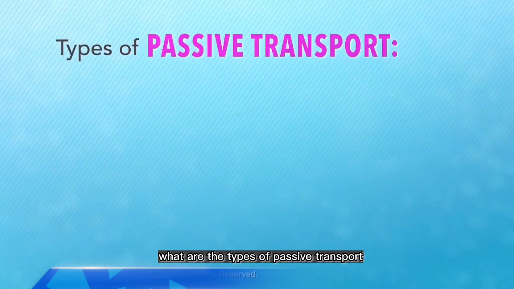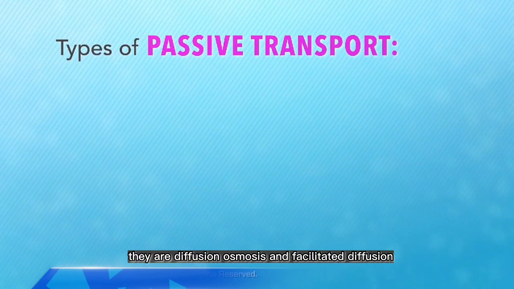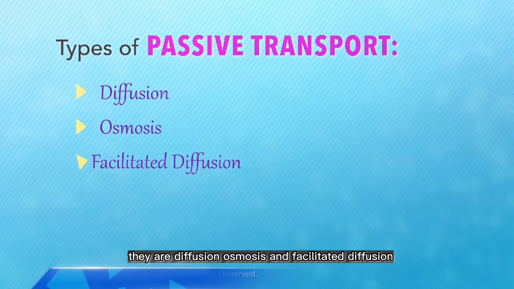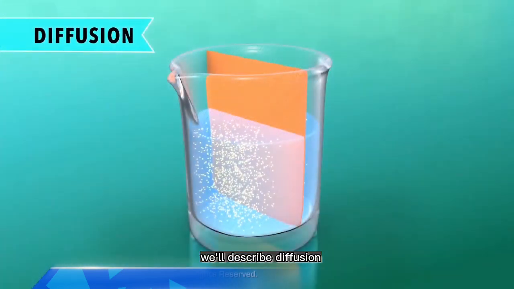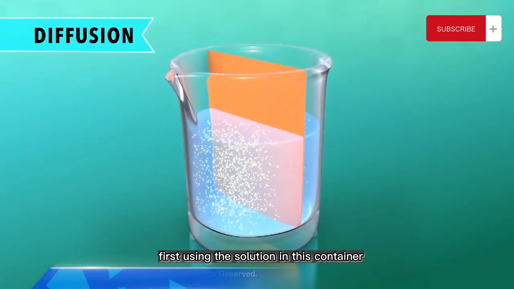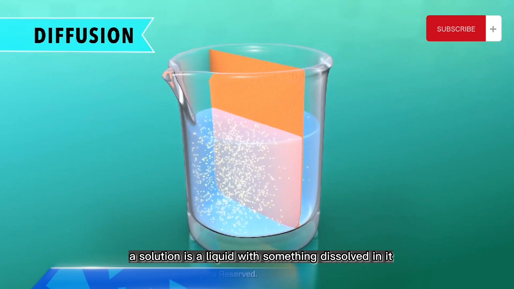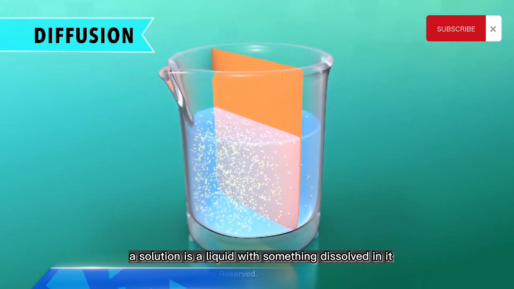What are the types of passive transport? They are diffusion, osmosis, and facilitated diffusion. We'll describe diffusion first, using the solution in this container. A solution is a liquid with something dissolved in it.